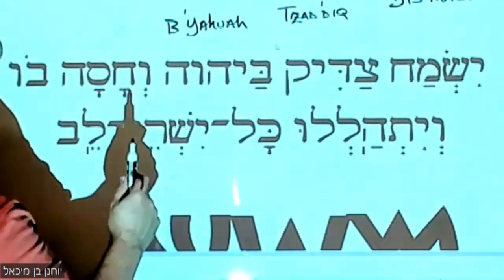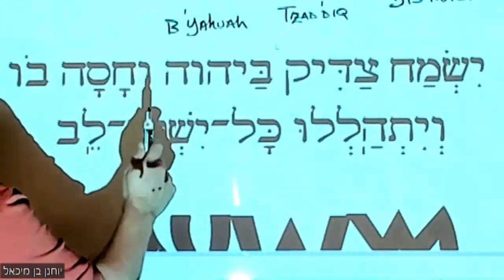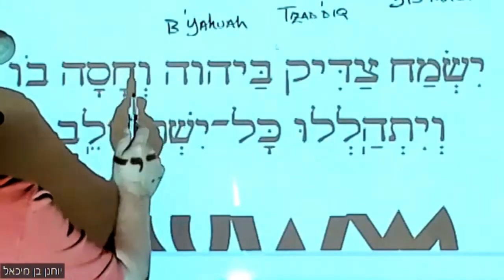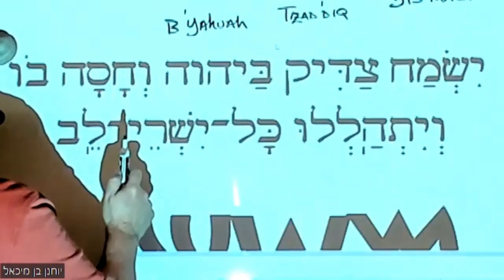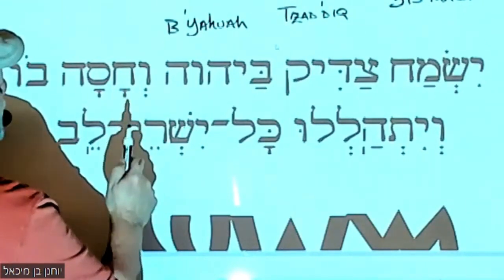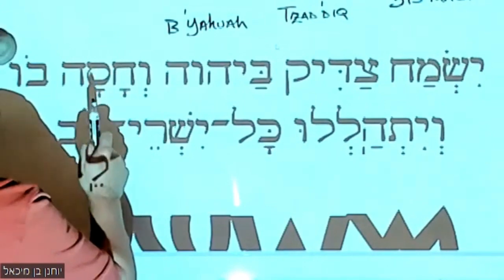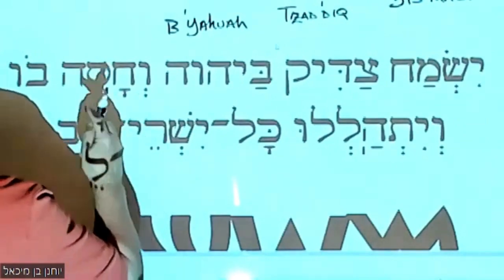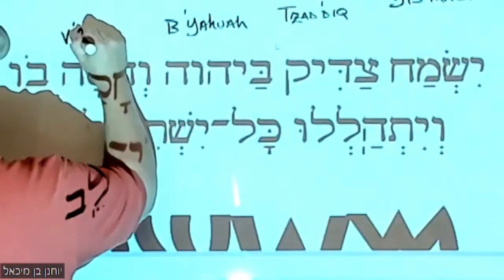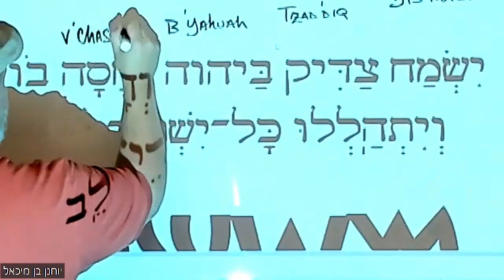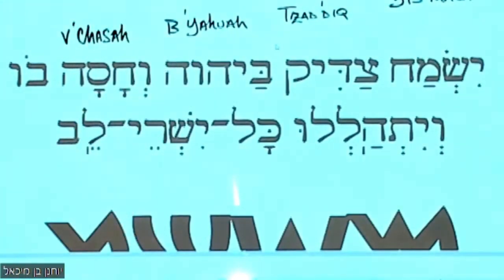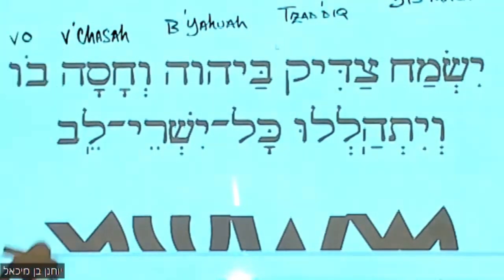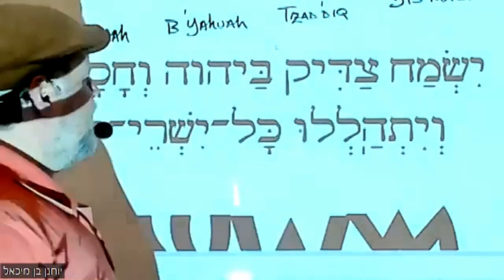All right, vechasa. We have a vav pointed with a vocal shva at the beginning of a word. Ve. Then we have a chet, and it's pointed kamatz, cha. And then a samech, pointed kamatz, hey, sa. Vechasa. What about this next word, this little short guy here? Bo. All right, second line, what do we have?